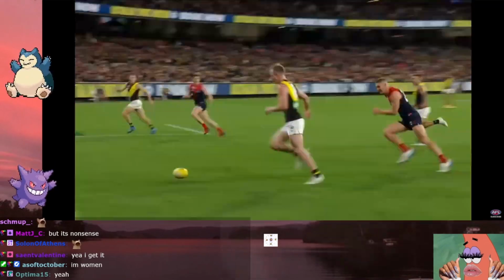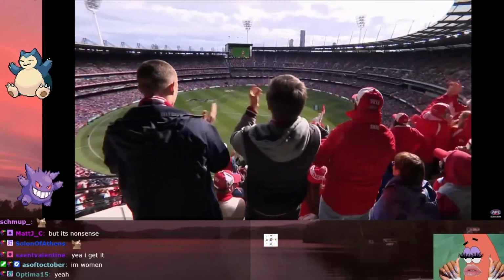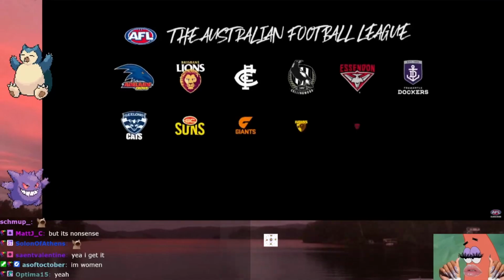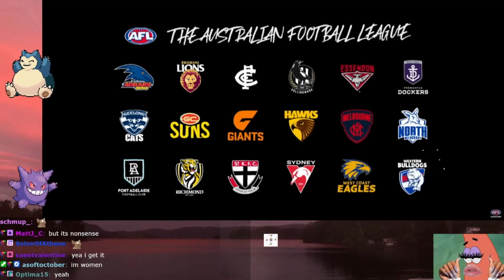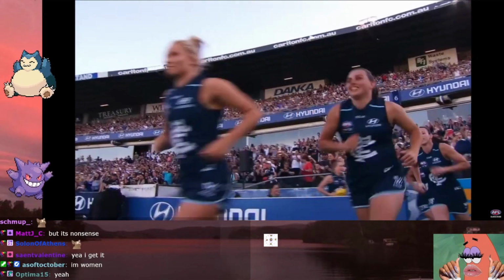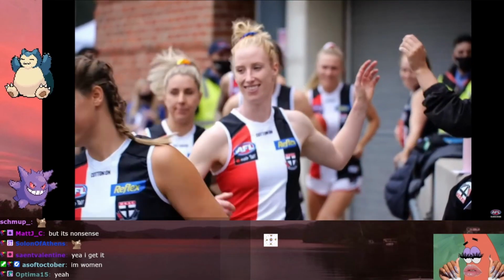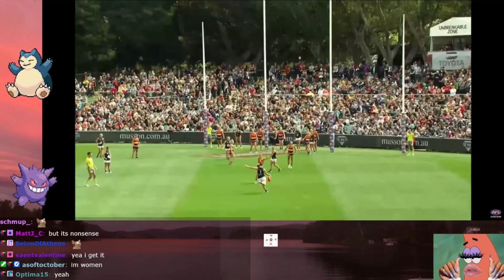I love Aussie Rules. The Professional Men's League, the AFL, is the most attended domestic sports league in the world per capita. It's made up of 18 teams across the country. The AFLW is the women's competition, formed in 2017 and growing rapidly ever since.